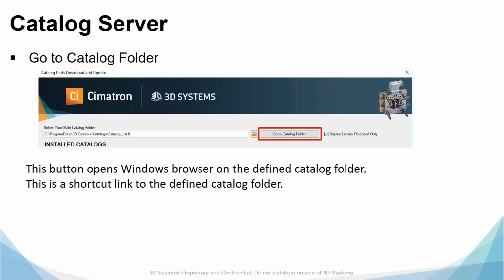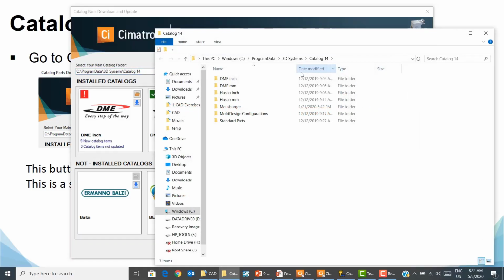This button opens Windows browser on the Define Catalog folder. This is a shortcut link to the Define Catalog folder. It saves time from searching each time where the catalog is, and directly opens the link of your main catalog folder. So if I click this button, it opens the link where all my catalogs are located.